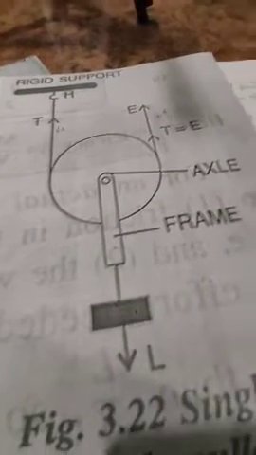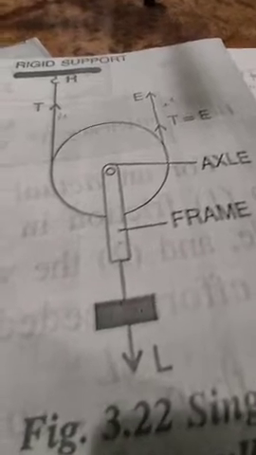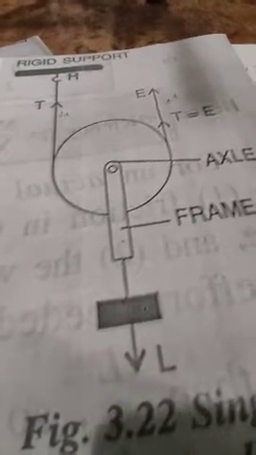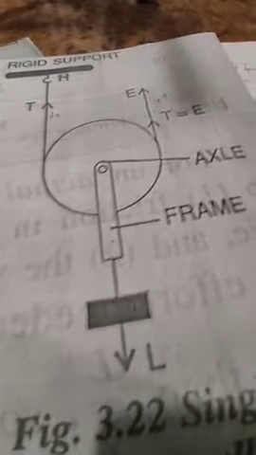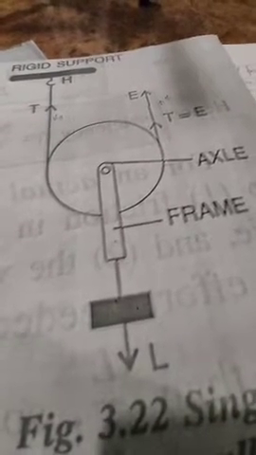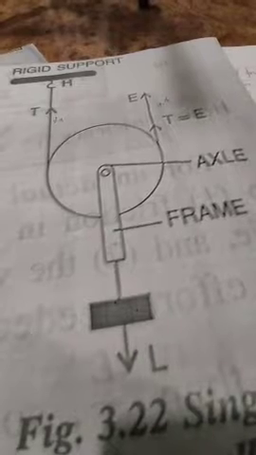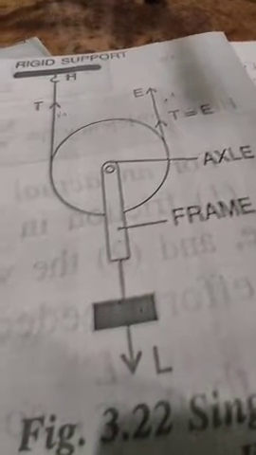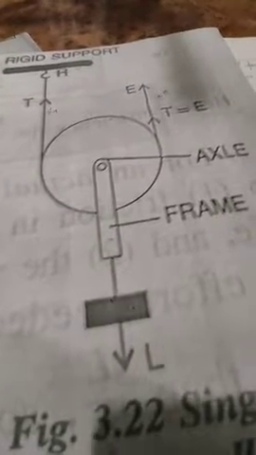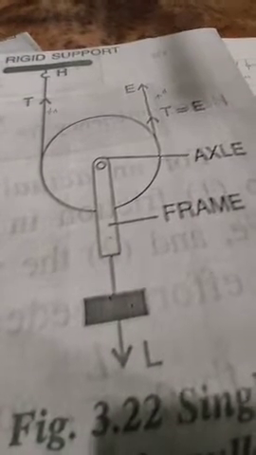Once again, students, when this free end of a string is pulled up by the effort through a distance D, the load is raised up through a distance D by 2. Means the load is raised up through a distance D/2.